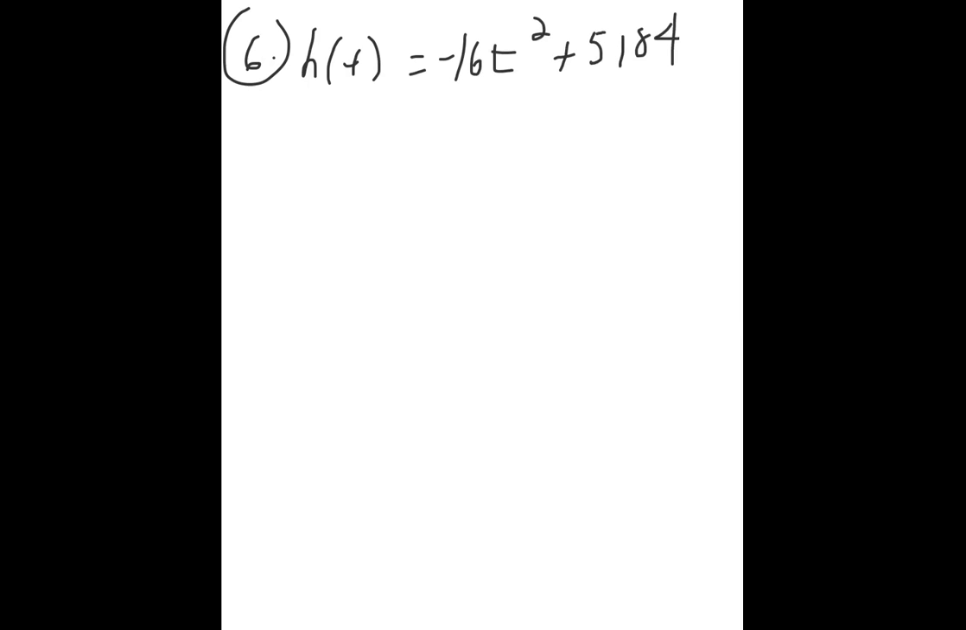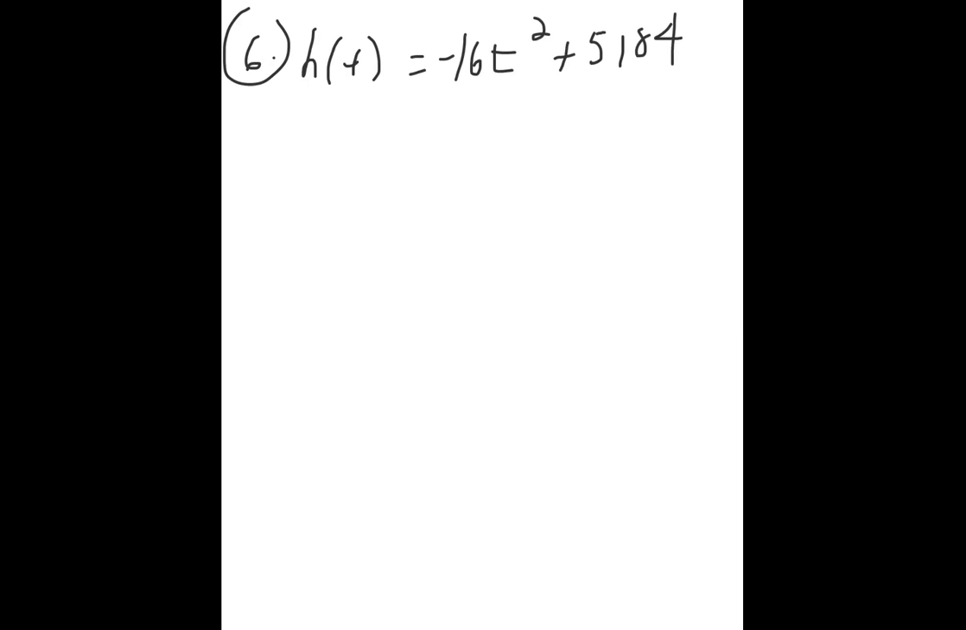That was number 6. While hovering near the top of a waterfall in a National Park at 5,184 feet, a helicopter pilot accidentally drops his sunglasses. The height h of t, given after t seconds, is the following function: h of t equals negative 16t squared plus 5,184. When will the sunglasses hit the ground? Oh, I love these questions.